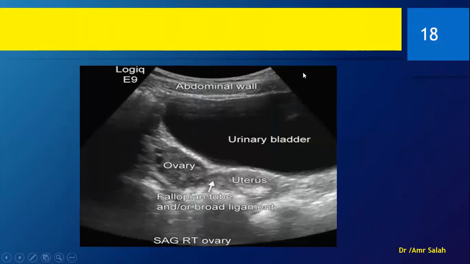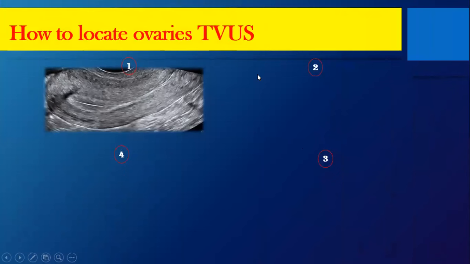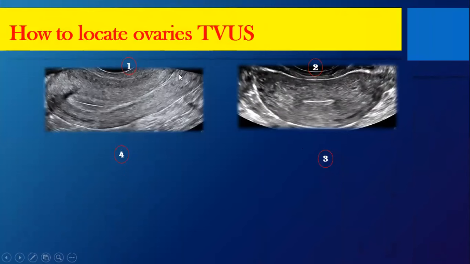Now, as to how to locate it by the transvaginal approach, we would see the LS in order to locate the urinary bladder and the uterus. And then we will make a TS. This is the steps. First, locate the uterus by the LS, and then by the TS.